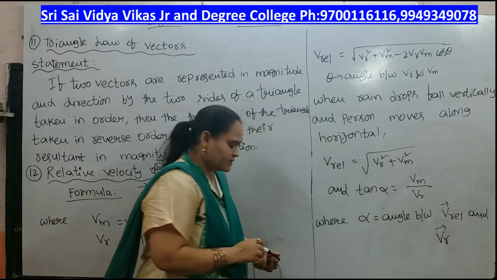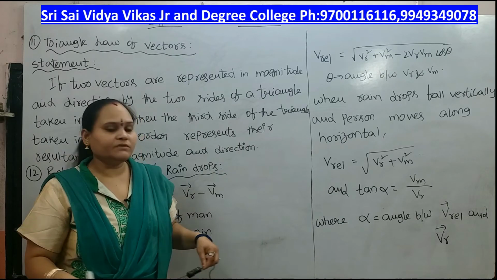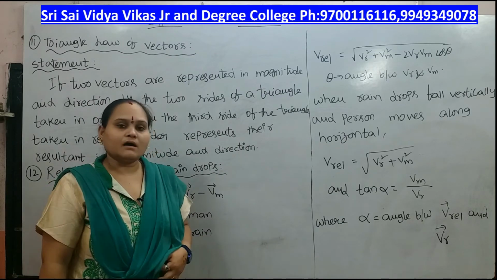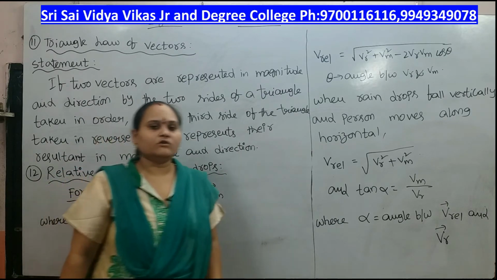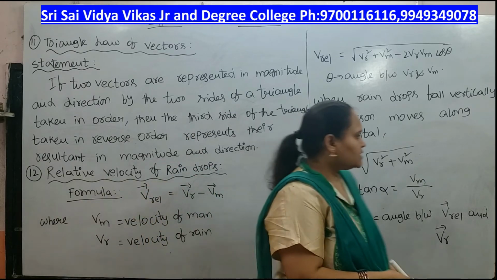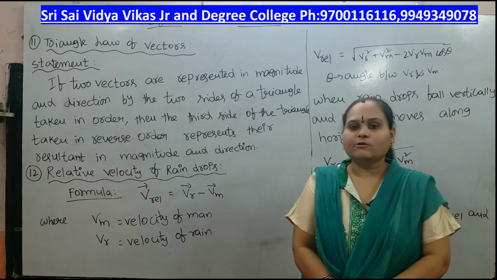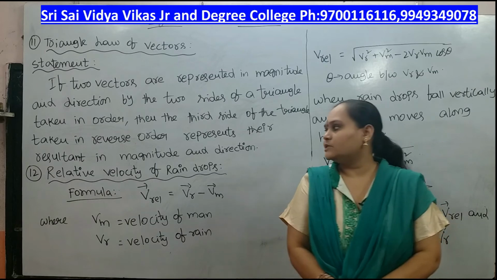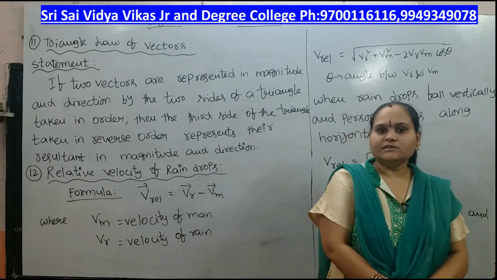Tan alpha equal to Vm by Vr, where alpha is the angle between V relative and the Vr, the rain velocity, and the velocity of the man. So, in today's class, we cover the parallelogram law, the triangle law, and the relative velocity of raindrops.